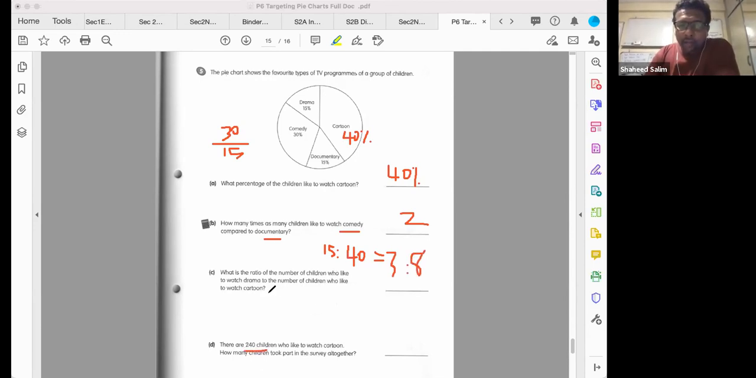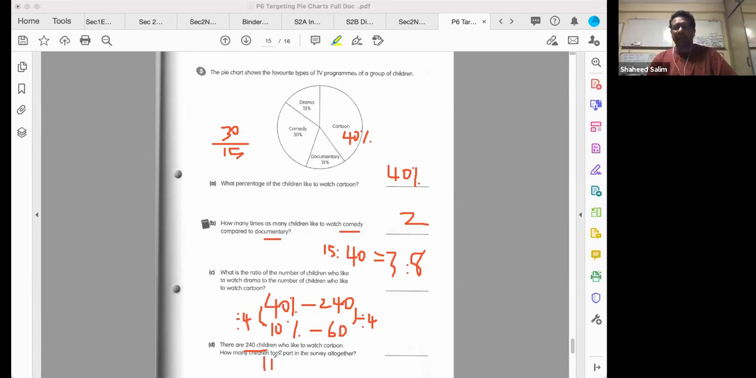240 children like to watch cartoon. 40% is 240. What is 10%? You can find 1% or so. 10% you divide by 4. Divide by 4, what do you get? You get 60. So 10% is 60. What is 100%? You times by 10. 60 times 10, 600.